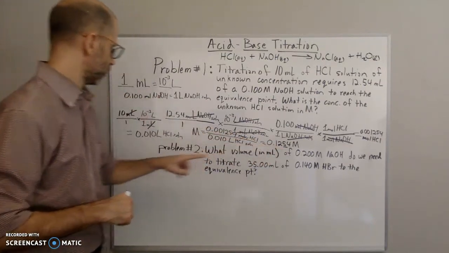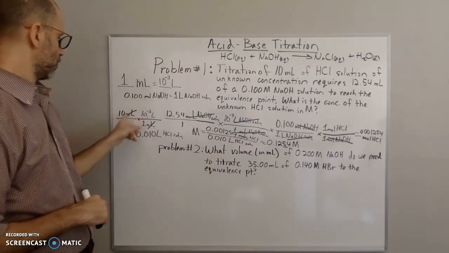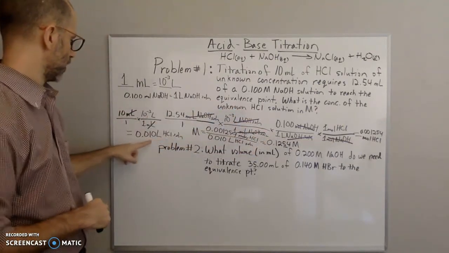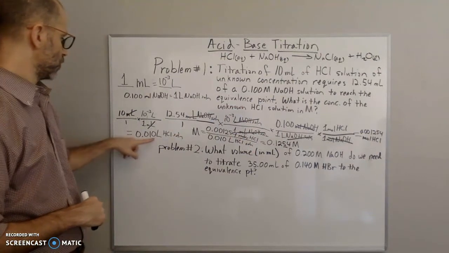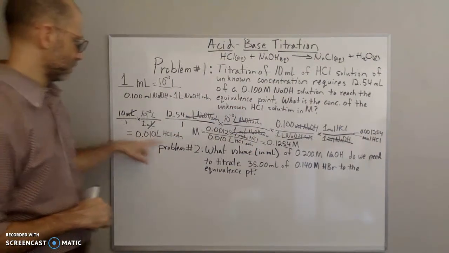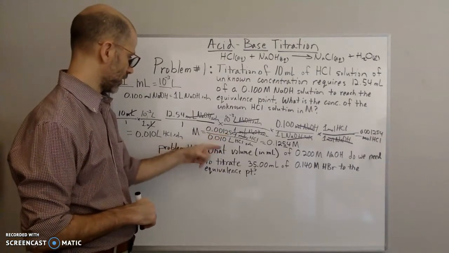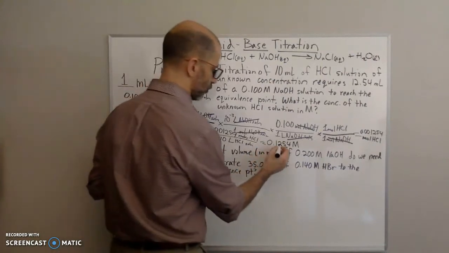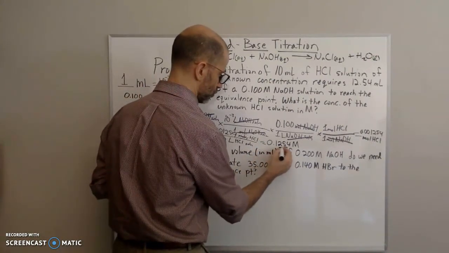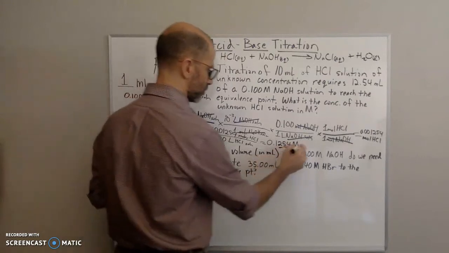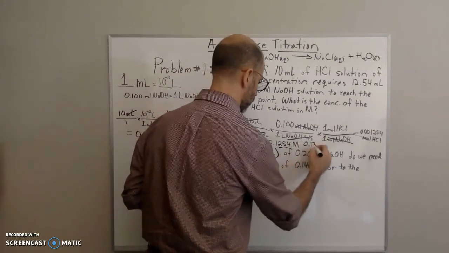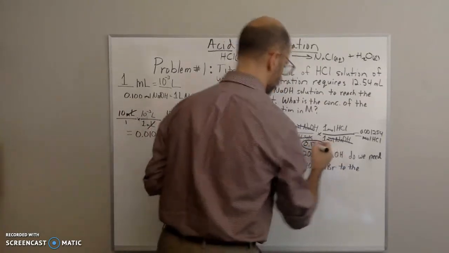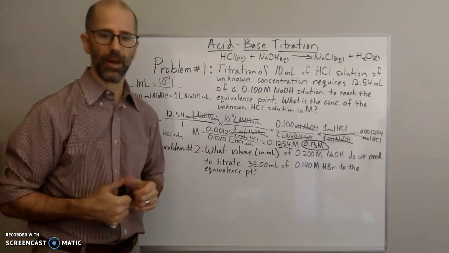So when I took the volume and converted it, I didn't change the sig figs there. So that stays at 2 sig figs. This stays at 3, so when I divided it, the least number is 2. So that means I'm only allowed up to the 2. So then this becomes 0.13 molar for the HCl. So that is the molarity of the HCl.